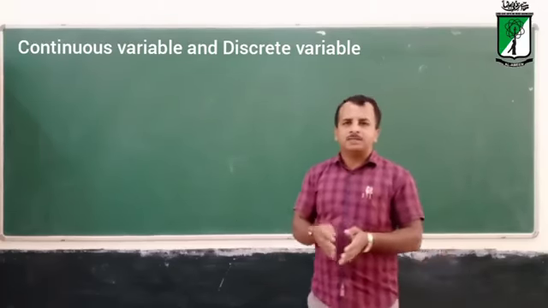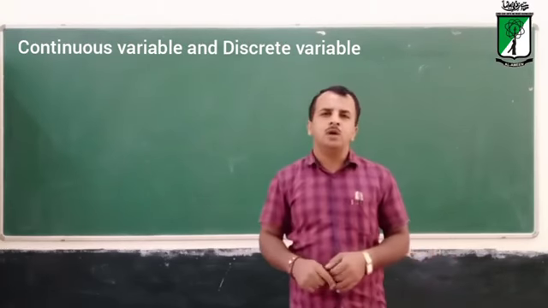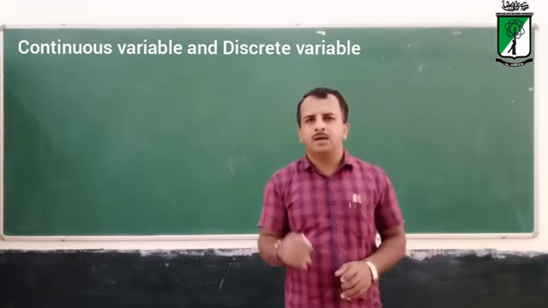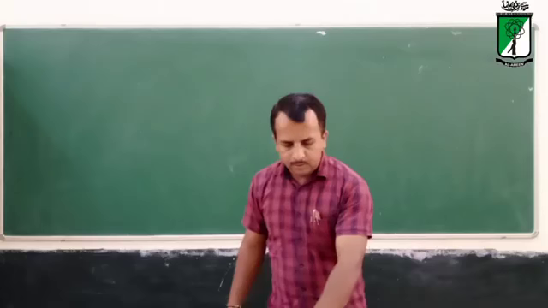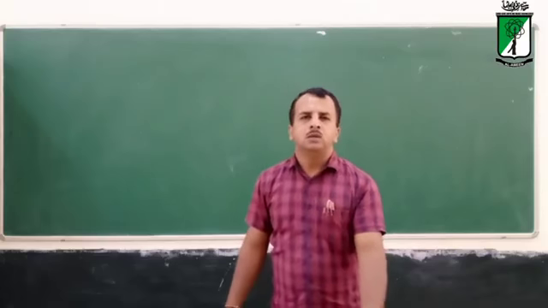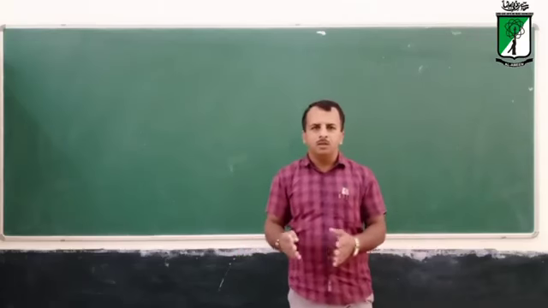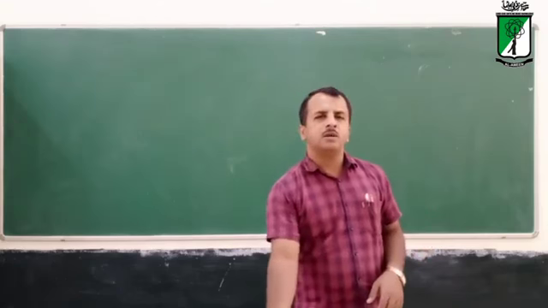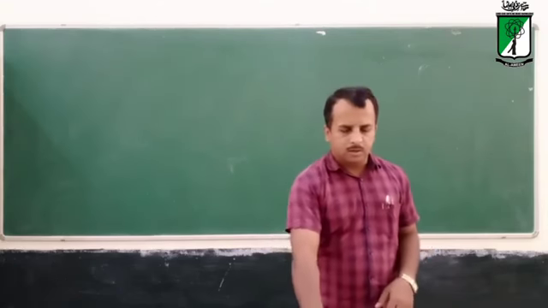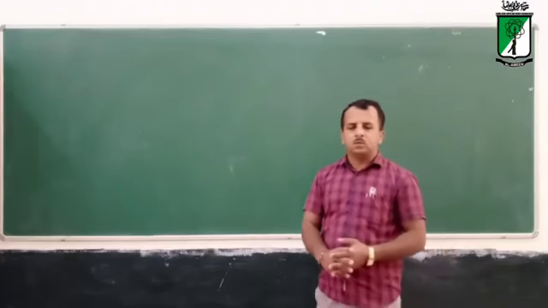So in my previous class I already explained about continuous variable and discrete variable. I am just recalling what I already explained. What I just told you is nothing but the types of variable with respect to classification of data: continuous variable and discrete variable. Now we are going to discuss this further.